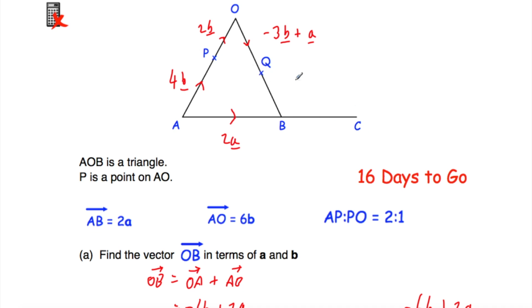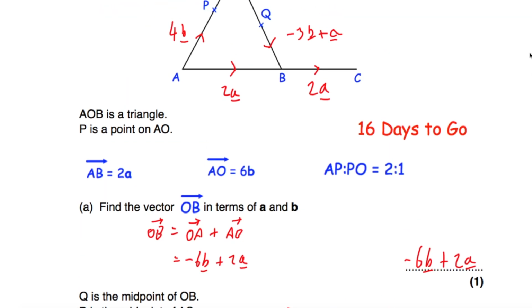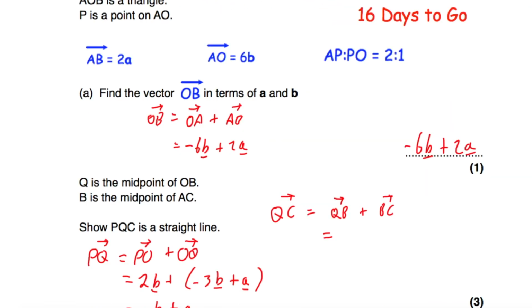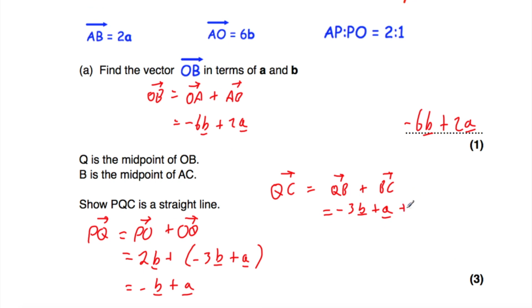So let's find QC. To find QC, I'm going to go from Q to B and from B to C. Now I know that B is the midpoint of this line, so that means that B to C would be 2A as well. And we know from Q to B is minus 3B plus A as well. So the vector QC will be QB plus BC. So let's write that down. QB is equal to minus 3B plus A. And then from B to C is plus 2A.